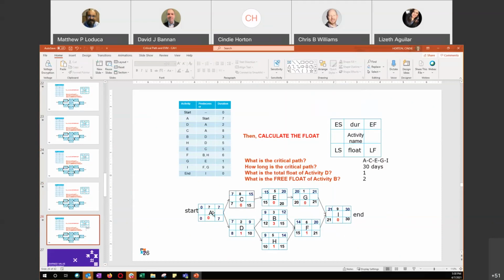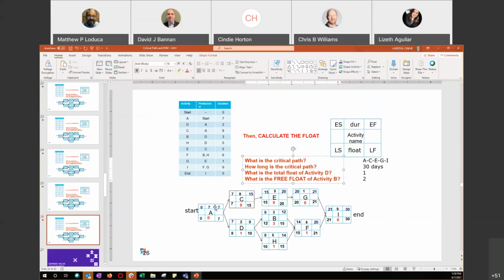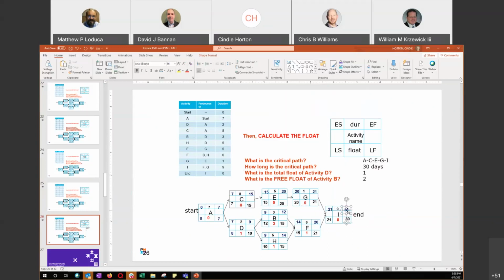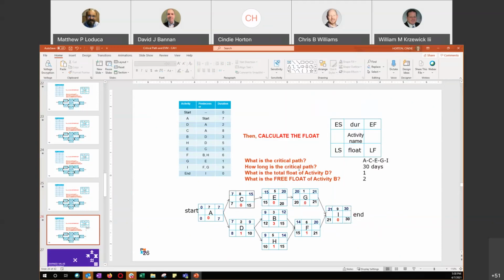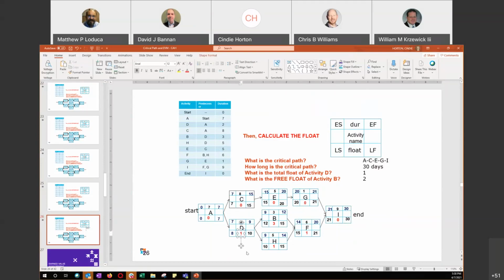So how long is the critical path? Would anybody like to see what that critical path is? 30 days. Yeah, 30 days, exactly, right? It's going to be that last number right there. Okay, 30, right? How long is the critical path? We did say 30 days. What's the total float on activity D? Right, 1. On D, 1.